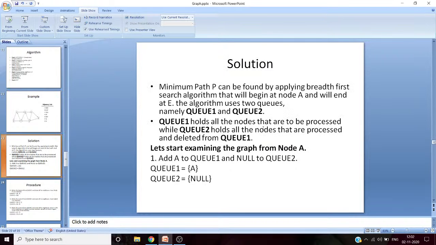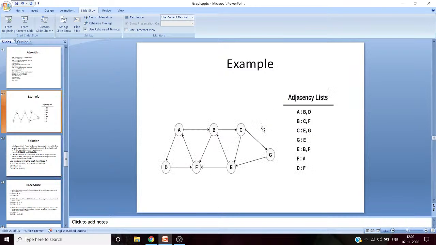Now, just follow me, listen carefully. We have to take two queues. BFS uses the queue data structure. The first one will contain the nodes which are yet to be processed. First, Q1 will contain the initial node, that is A over here. We are starting from A.